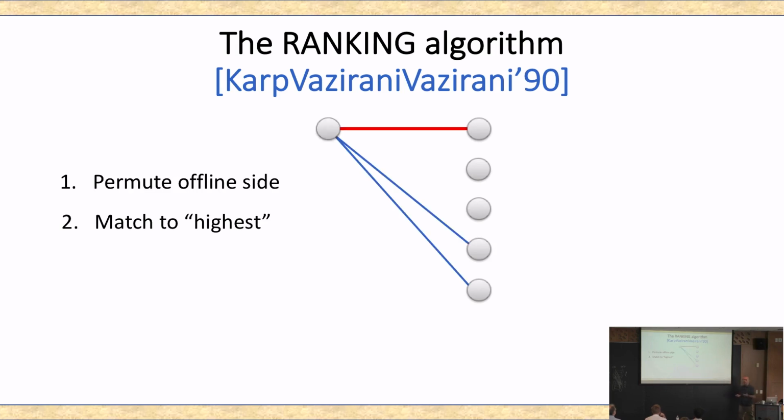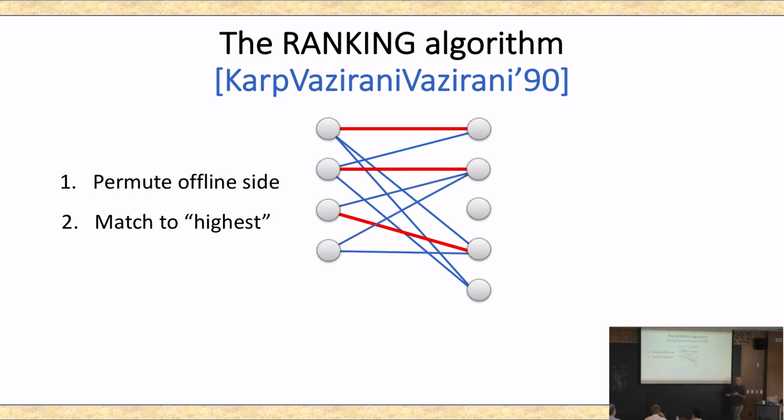So first node shows up, it happens to neighbor the first node according to the permutation, we'll match it. Second node shows up, neighbors the first and second. First is taken, so we'll match it to the second, and so on and so forth. Okay, question in the back? No. Okay, so this is just an instantiation of the greedy algorithm with an additional randomized tie-breaking rule. So it definitely gives you at least 1/2 of the optimum, but does it do better?